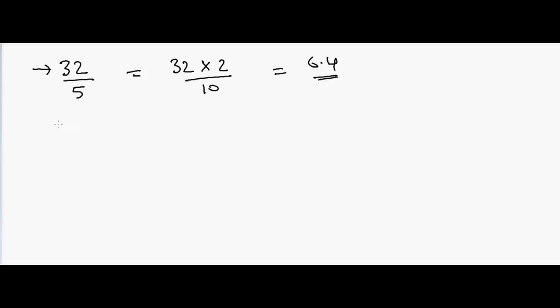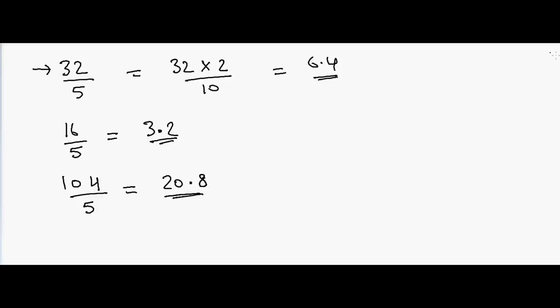Another example: suppose I have 16 and I want to divide by 5. The answer is 2 times 16 is 32, and then put a decimal here. So that's your answer. Again, if I have 104 to divide by 5, what would be the answer? 2 times 104 is 208, then a decimal here. That's your answer.